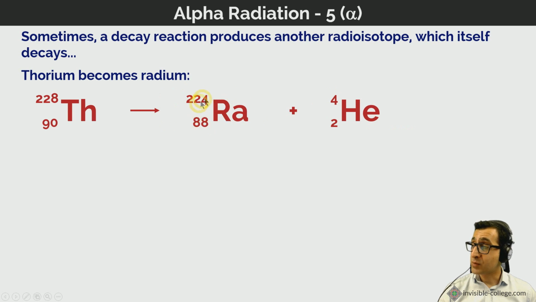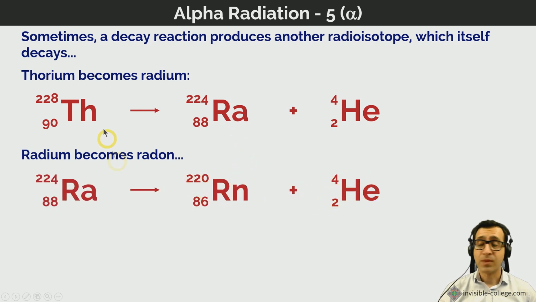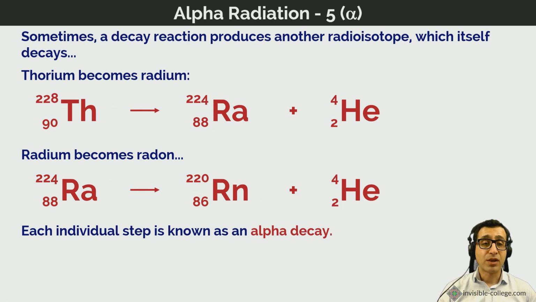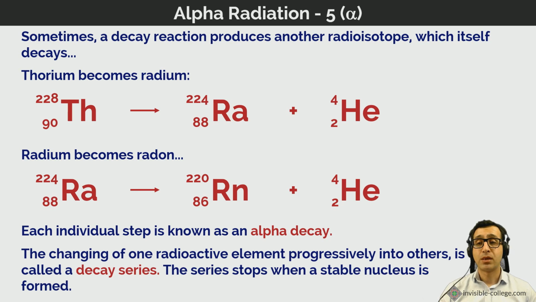But radium, as we saw, is also a radioactive element, and so radium, this nuclide here, is also unstable. So radium can become radon by, again, alpha emission. So each step in this sequence is alpha decay, and the changing of one radioactive element progressively into others is called a decay series. Now the series stops when you form a stable nucleus.